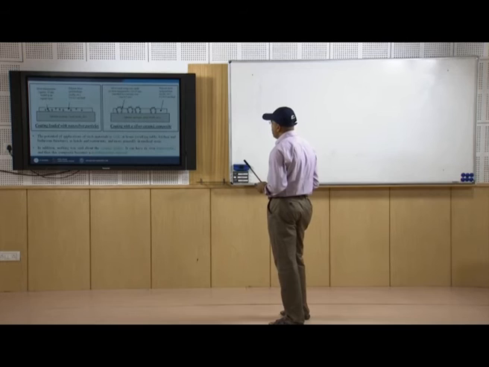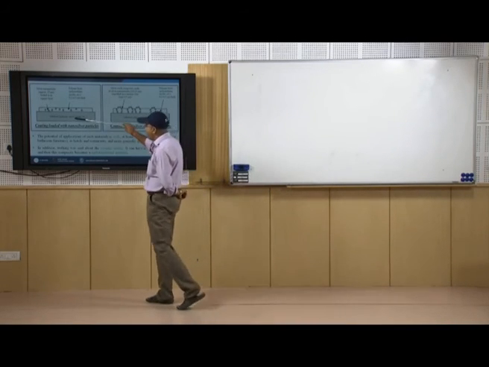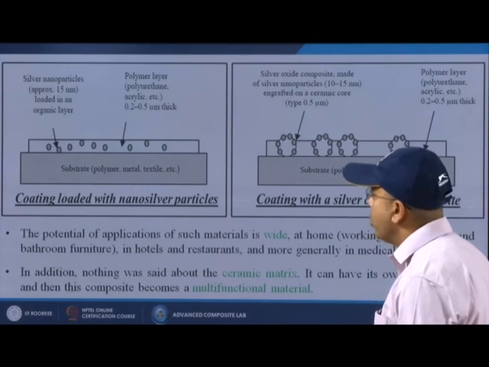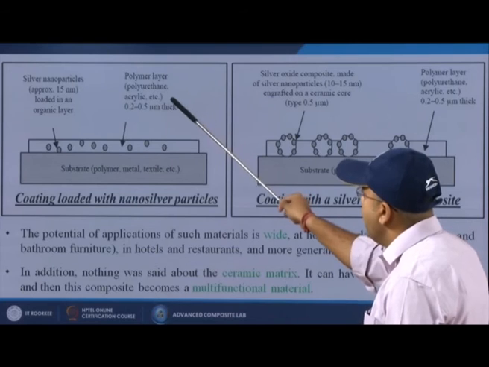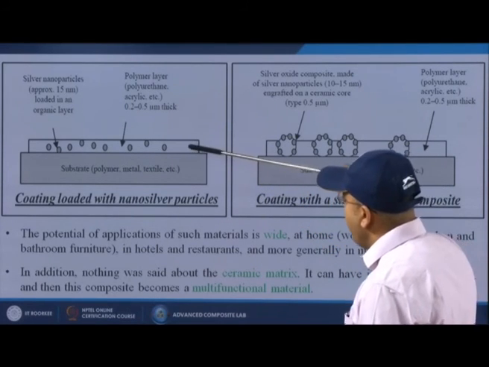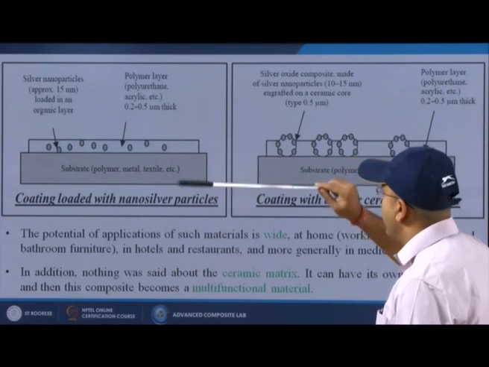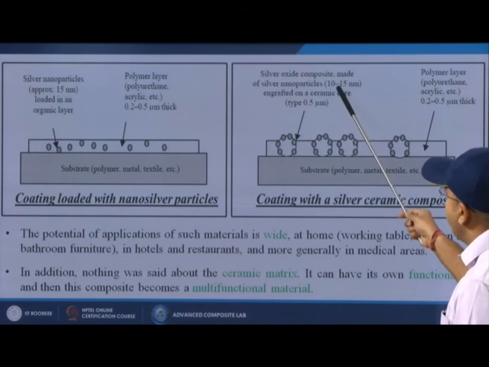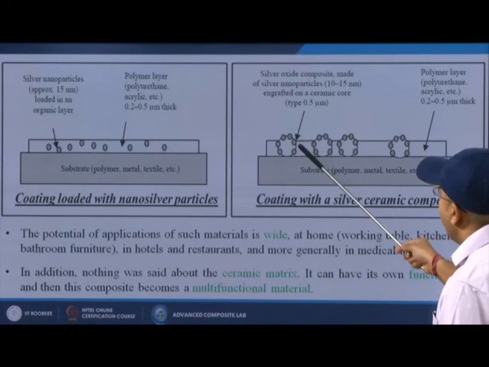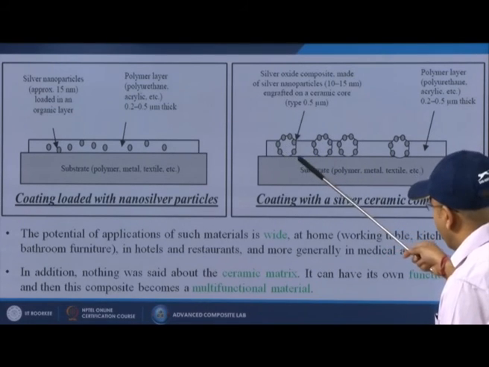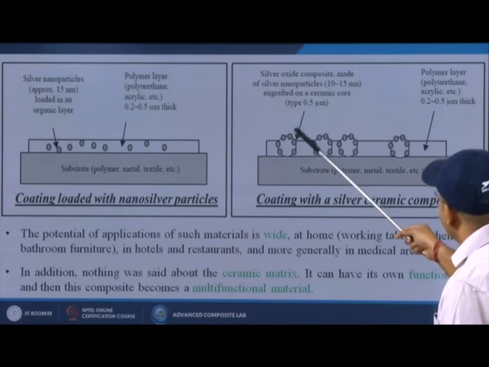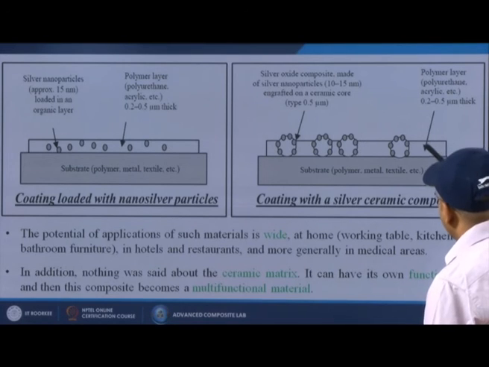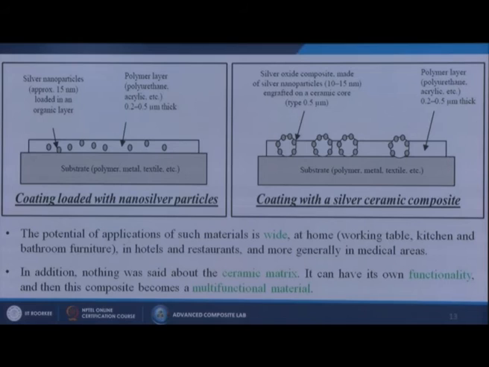Here is also another example, in which we take the substrate as maybe some polymer, metal, textiles, etc. Then we incorporate silver nanoparticles of 15 nanometer diameter loaded in an organic polymer layer like polyurethane acrylic, having 0.2 to 0.5 millimeter thickness. So, simply, here we are putting a polymer nanocomposite coating onto our substrate itself. In this particular case, we are using silver composites made of silver nanoparticles with diameters from 10 to 15 nanometers engrafted on a ceramic core. This is a ceramic material surrounded by silver nanoparticles, and then the whole ceramic with silver nanoparticles is encapsulated into the polymer layer, and then this is a coating onto the material itself, or the polymer itself.